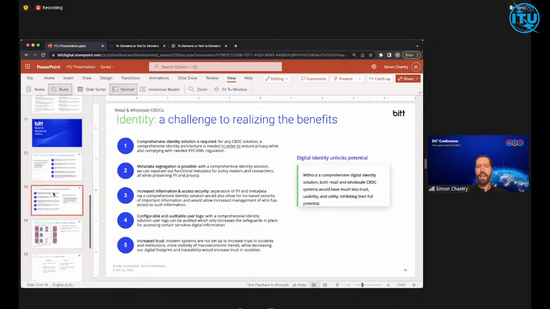Any individual who has access to a CBDC system should have metadata associated with them that depicts their role and where their user logs could be audited if necessary. And that introduces this level of accountability so that data is being used provably for the purpose for which it's stated. And so I think this is one of the big challenges to realizing the benefits of CBDCs. And it does play quite a key role in the design of the DLT models that we're looking at.